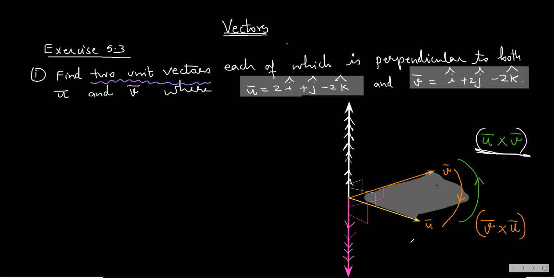Why? Because now you keep your four fingers in the direction of V bar and then you turn them all towards U bar. Okay, you keep your four fingers in the direction of V bar and then you turn your four fingers towards U bar.